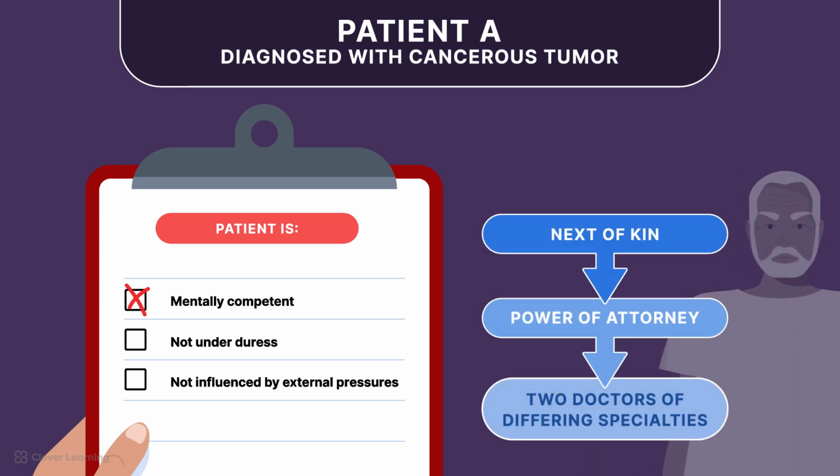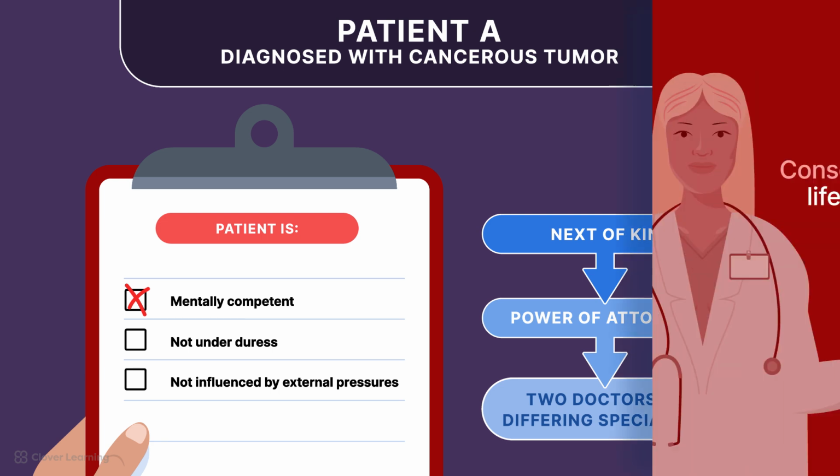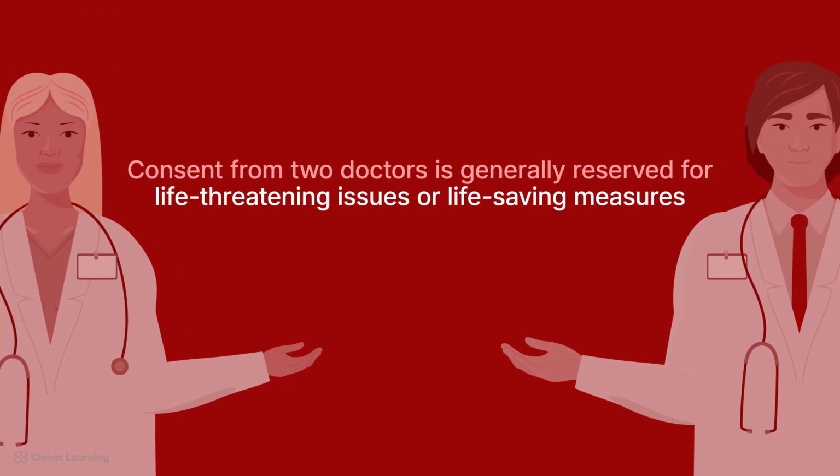If the patient is not deemed mentally competent, their next of kin or power of attorney would be required to provide consent. If there is no next of kin or power of attorney, two doctors of differing specialties would need to consent for the patient. Reverting to two doctors providing consent is generally reserved for life-threatening issues or life-saving measures.